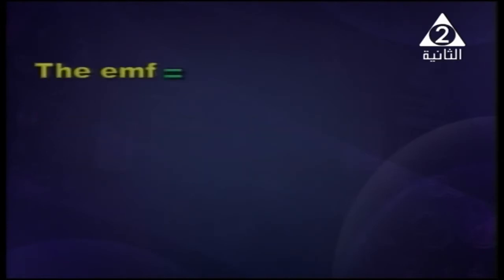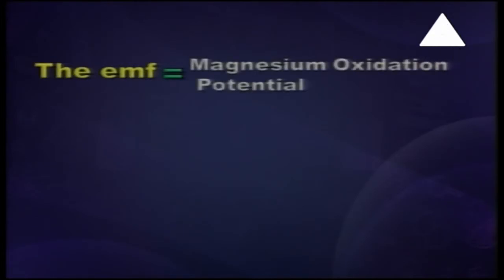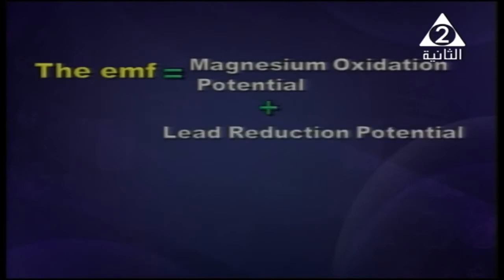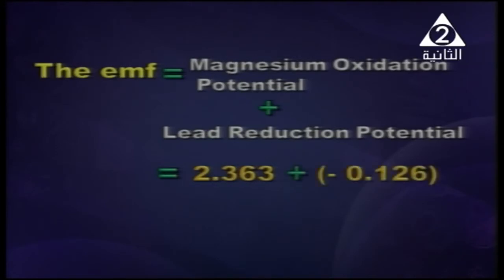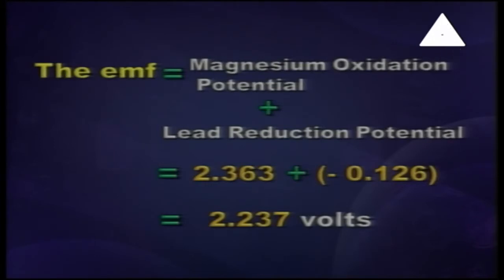The EMF of this cell equals magnesium oxidation potential, which is the anode, plus lead reduction potential, which is the cathode, equals 2.363 plus negative 0.126. This equals 2.237 volts. The sign of the EMF is positive.